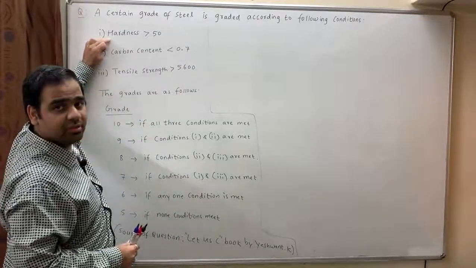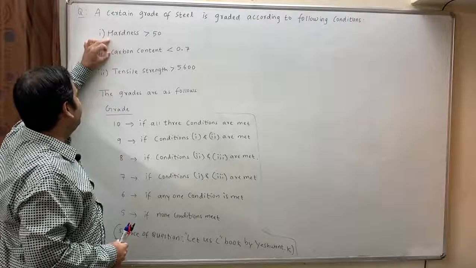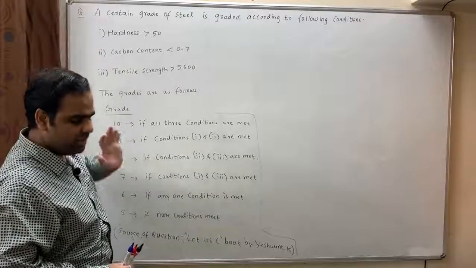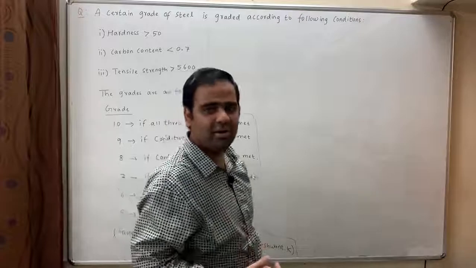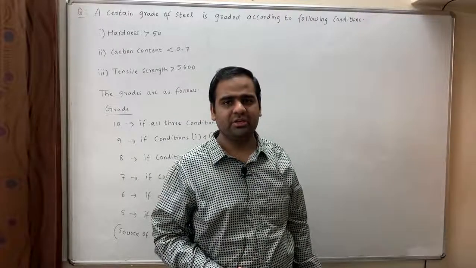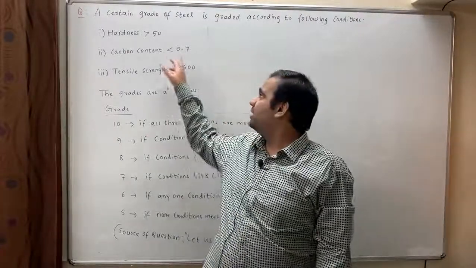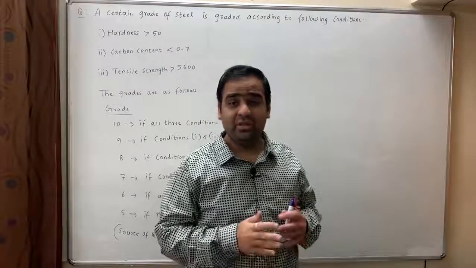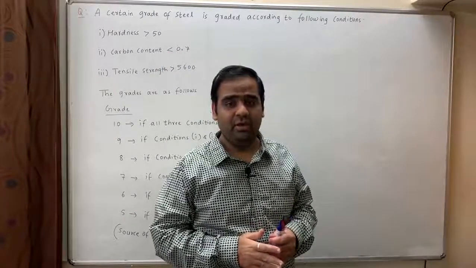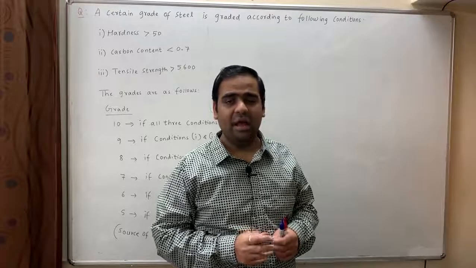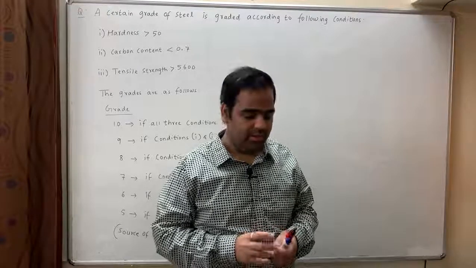It is hardness, carbon content and the tensile strength. Now, what should be the data type of hardness, carbon content and tensile strength? We observe one thing over here, that it is given 0.7, which is a double data type. Therefore, we take hardness, carbon content and the tensile strength as the double data type.